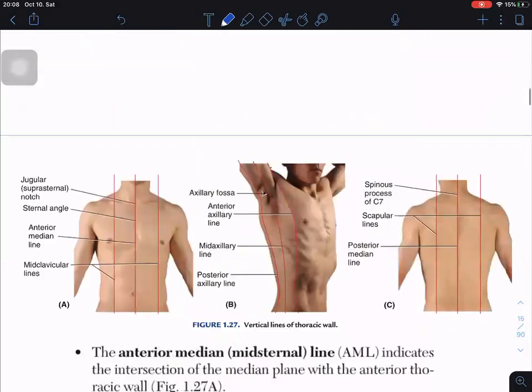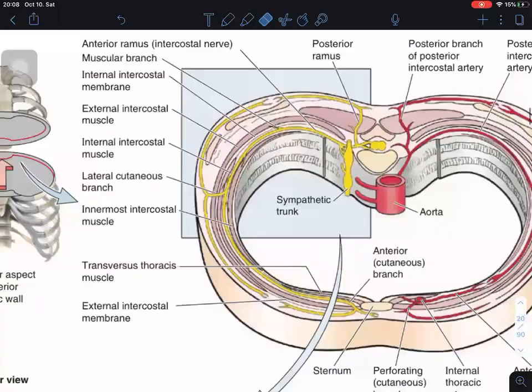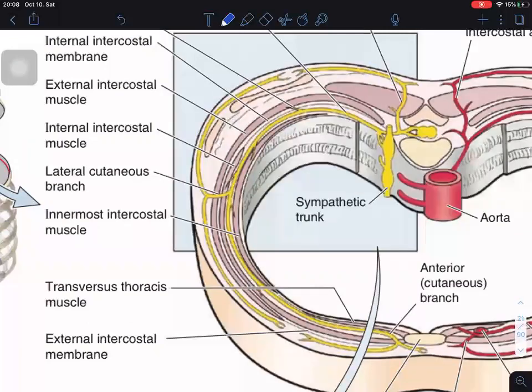Where is it? Here. This was the mid-axillary line. So around the level of the mid-axillary line, each of those intercostal nerves gives us a lateral cutaneous branch. It means that this nerve is a cutaneous nerve piercing through the muscles and comes out toward the skin. And it gives you a posterior and anterior branch to supply the skin areas behind it and anterior to it.